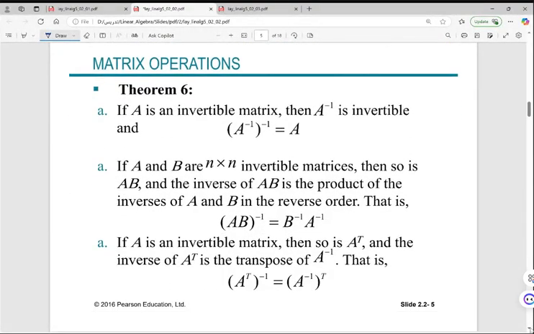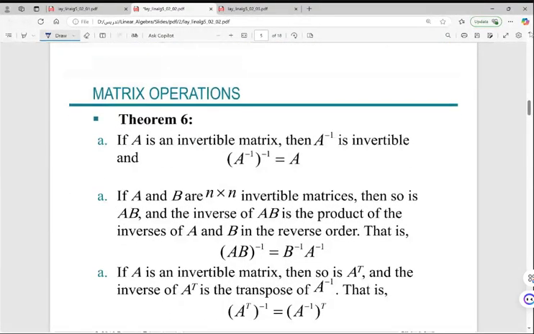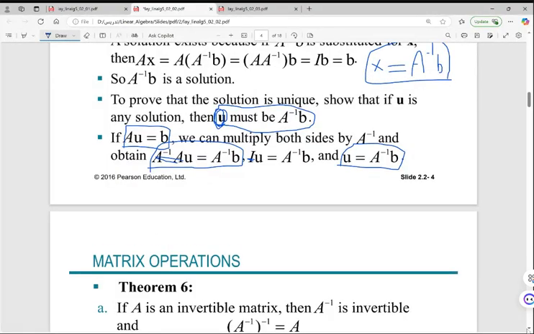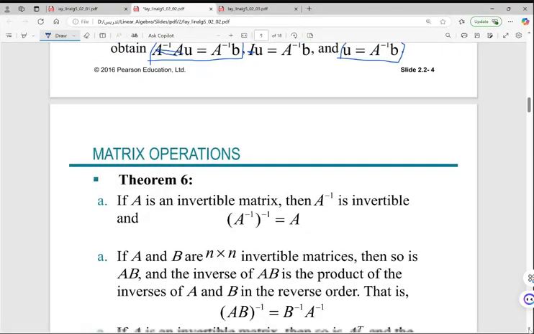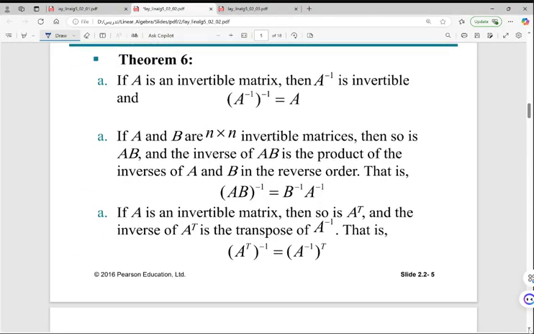Is this clear to you? Yes, doctor. Okay. Now let's move to the next point.